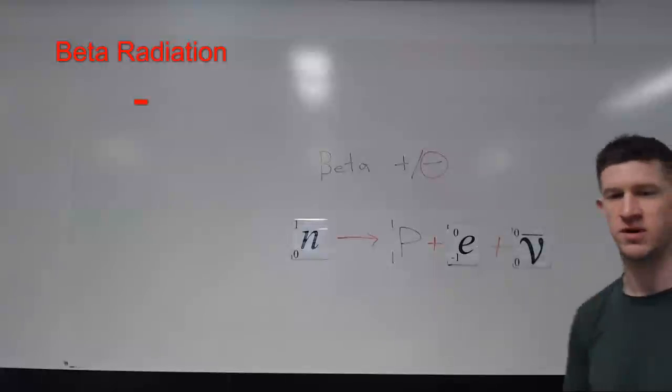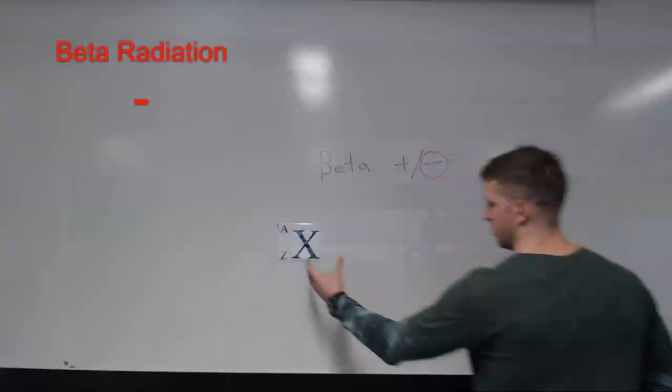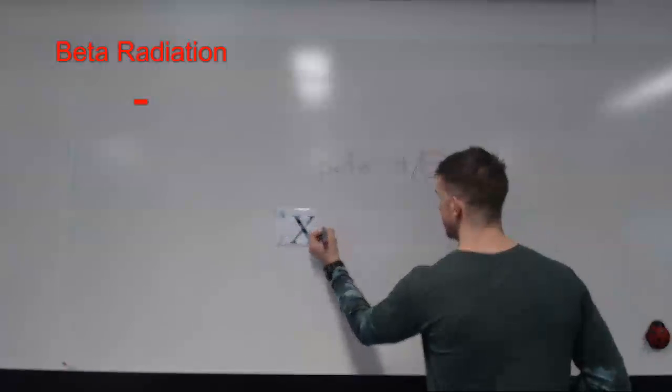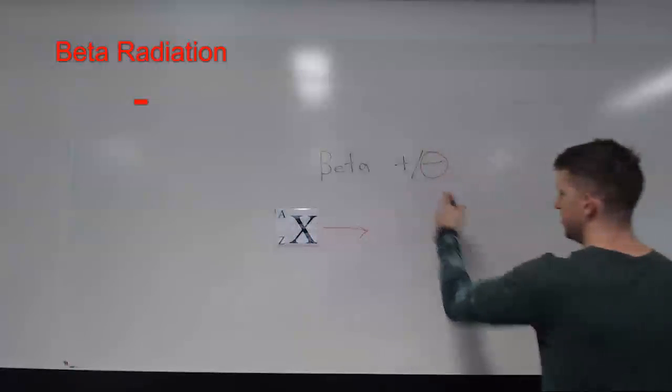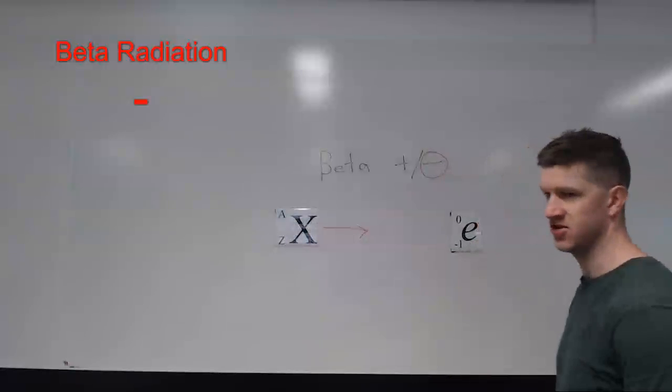So let's look at the general equation now. General equation for a beta minus radiation. We're going to start off with our X. Element X, the mystery element. This will decay, as usual, through beta minus. So as soon as we see the beta minus, we know that the electron's going to be produced.